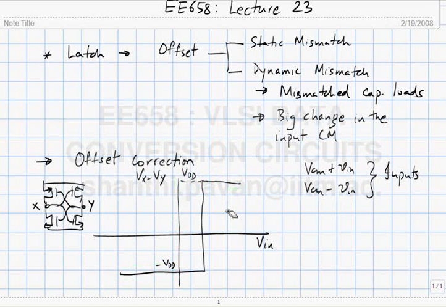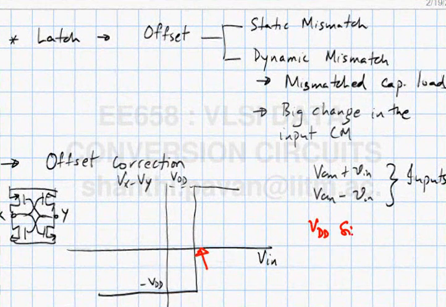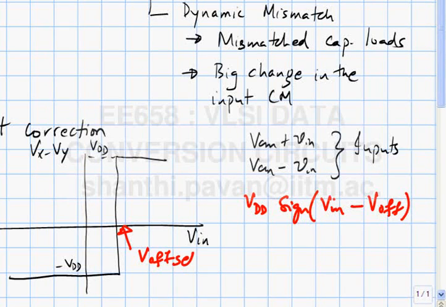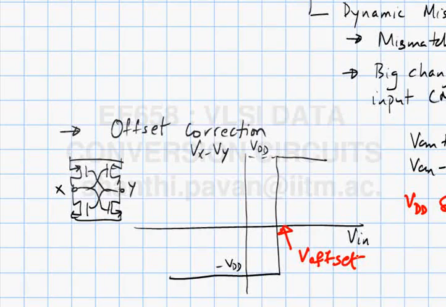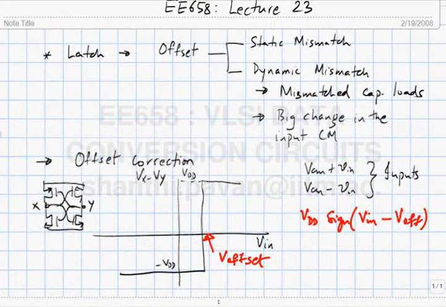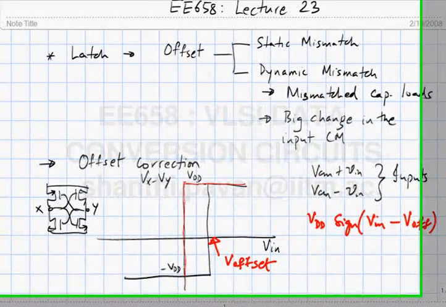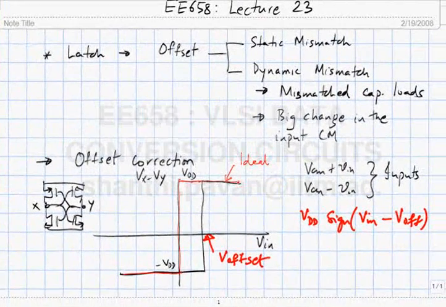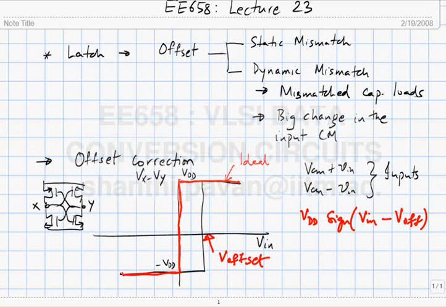In practice, because of offset, it does not happen that way, and what you are getting is basically VDD times sign of Vn minus V off. So this brings us to an idea. This is the ideal desired characteristic, this chap here. But what we have is this guy. Correct? So can you look at it and tell me what one could do?